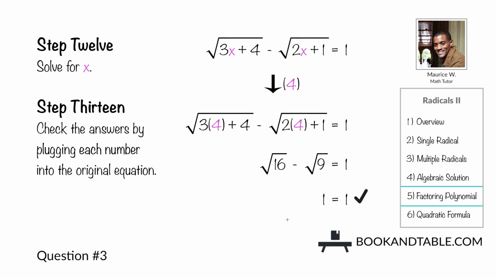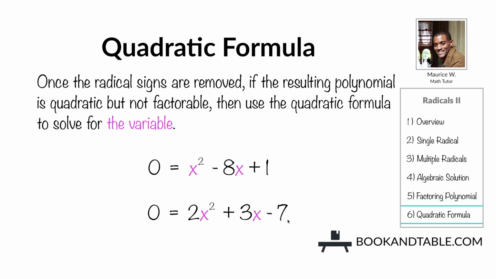So that is how you would go about solving radical equations that would require factoring the polynomial to solve for the variable x. Let's now wrap things up by taking a look at solving these equations by using the quadratic formula to solve for x at the end of the process. So this is after the radicals have been removed already. So once the radical signs are removed, if the resulting polynomial is quadratic but not factorable, then use the quadratic formula to solve for the variable.